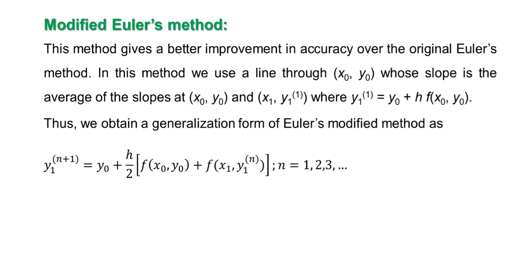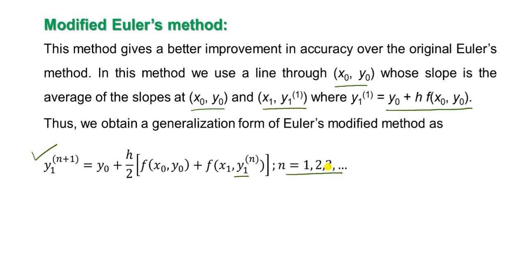In this method we use a line through (x0, y0) whose slope is the average of the slopes at (x0, y0) and (x1, y1^(1)), where y1^(1) is equal to y0 plus h times f of (x0, y0). Thus we obtain the generalized form of the modified Euler's method: y1^(n+1) is equal to y0 plus h upon 2 times [f(x0, y0) plus f(x1, y1^(n))], where n is equal to 1, 2, 3 and so on.